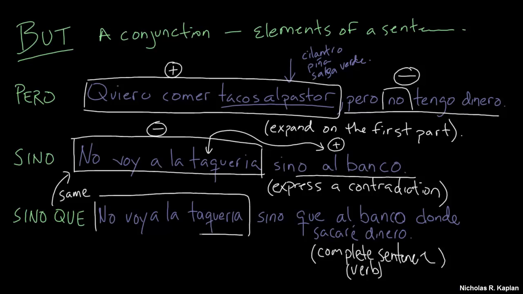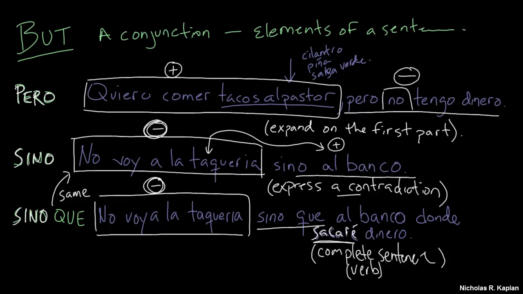We have the first part of the sentence that starts in the negative. And now we use sino que because we end up with a complete thought or an independent clause. So sino starts out negative, and we want to express a contradiction. Sino que starts out negative. We want to express a contradiction, except we are going to have a complete sentence. But really, what are most of us going to use? Pero. Good old pero.